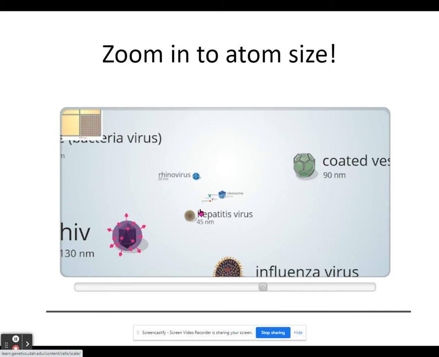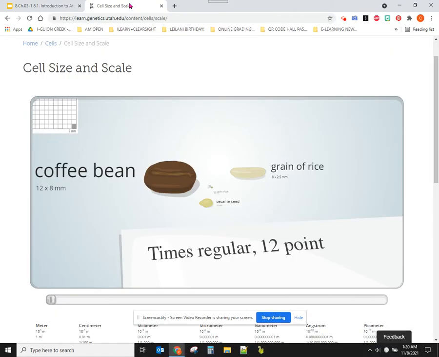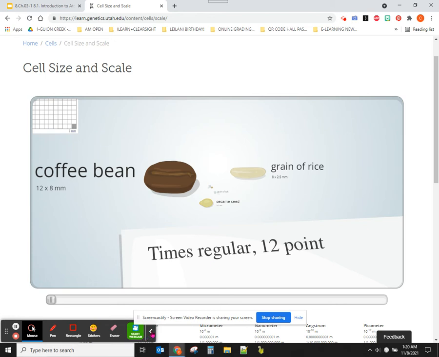So I'm going to do this little interactive with you to show you how small we're talking about. Let me switch to another window. Okay, so we're starting with things that you can see with your naked eye, so no microscope or anything. You can see a coffee bean, a sesame seed like on a bun, or a single grain of rice.